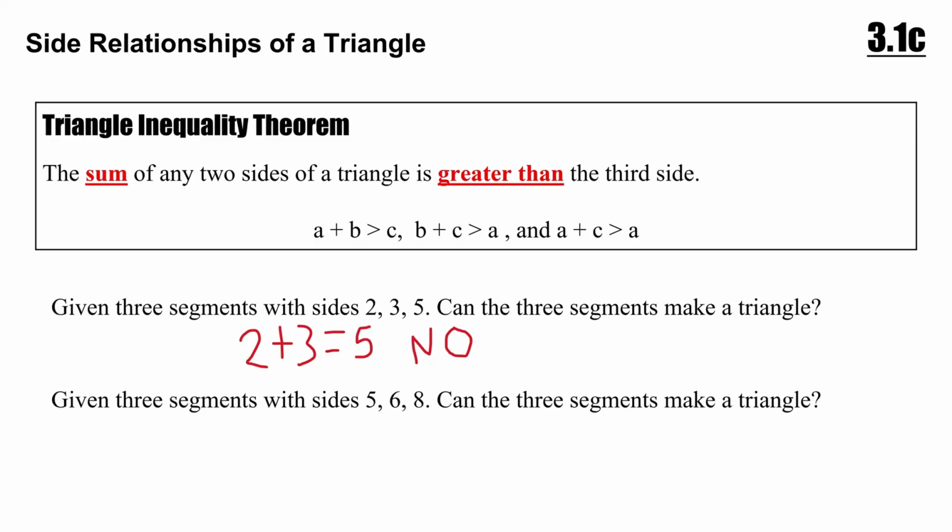Do the same for the second problem. Once again, add the two smaller segments and see if the sum is greater than the largest side. So 5 plus 6 is 11. 11 is greater than 8. So yes, this can make a triangle.